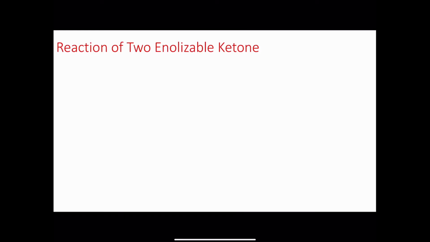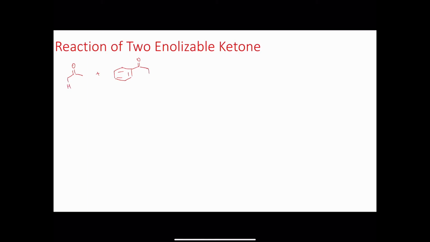So that covers the reaction between an enolizable carbonyl and a non-enolizable carbonyl. So what happens if we have two enolizable ketones? For example, if we have a reaction between acetone and acetophenone, what happens?